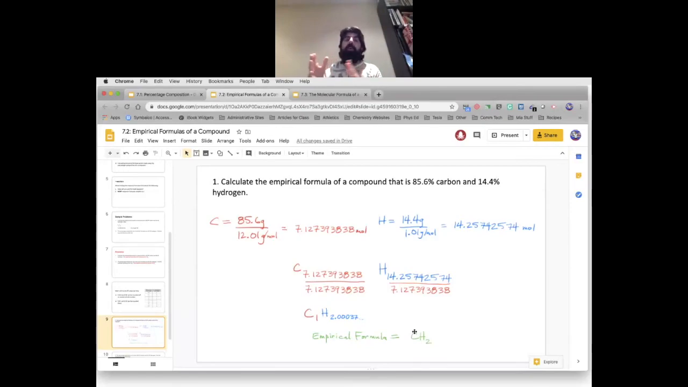Okay, so to recap, to calculate these empirical formulas, these are the steps that you're going to take. Here, these are nice and easy because there's only two atoms. If there was a third atom, you would have a third atom here along the way, and then you would look at the three that you calculated up here. Those you would still divide by whichever one of those three happens to be the lowest coefficient.